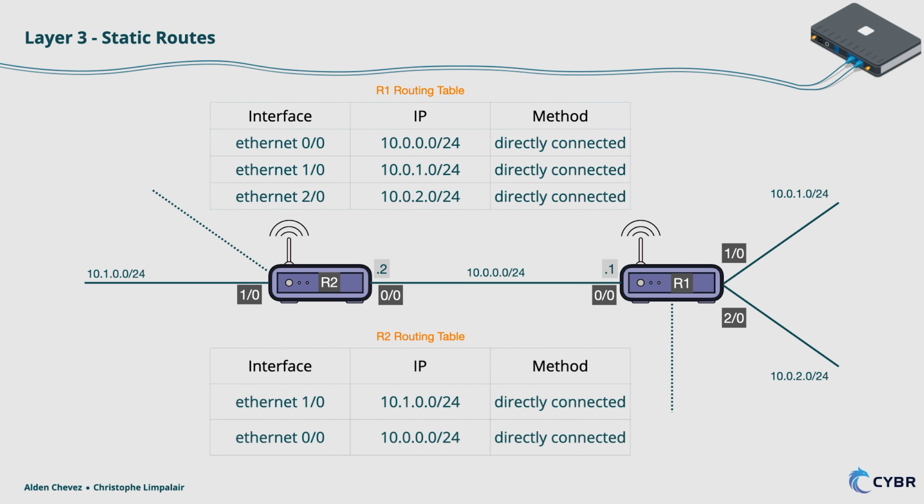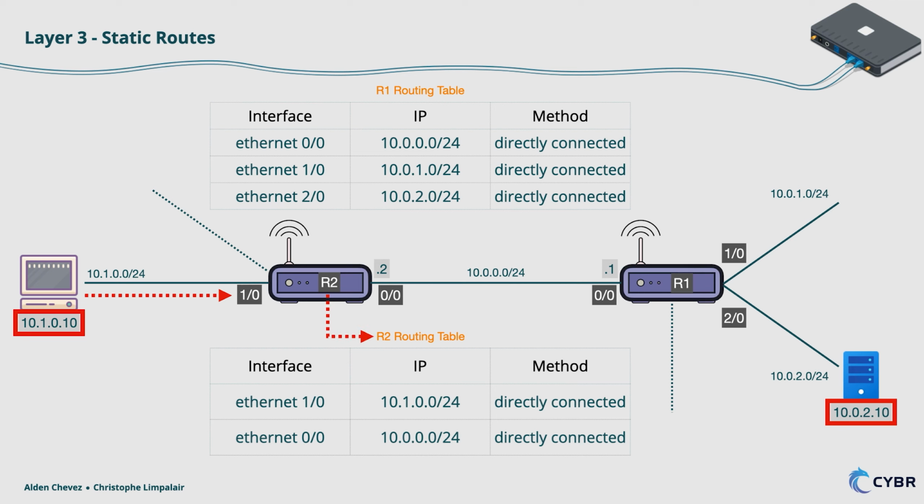Router 1 and router 2's routing table would look a little bit like this. Now bear in mind that each router vendor displays this information in different ways, but the same concepts apply. So what happens if a client is connected to router 2 with IP of 10.1.0.10, which uses router 2's Ethernet 1, and tries to connect to a server with IP of 10.0.2.10, which uses router 1's Ethernet 2? Well, router 2 looks in its routing table and it doesn't have a route to the 10.0.2.0/24 network, so the packet just gets dropped.